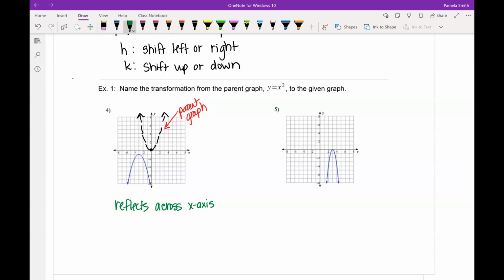But that's not the only one, because if it just reflected, I would still have a vertex of (0, 0). What other transformations happened here? Down 1. So my vertex now has a y coordinate of negative 1. Shifted down 1. And 3 to the left.